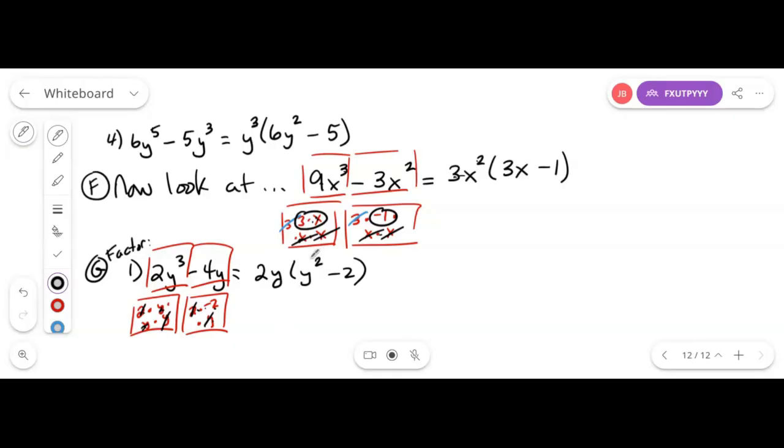2y times y squared is 2y cubed. Y times y squared is y cubed. 2y times -2 is -4y.